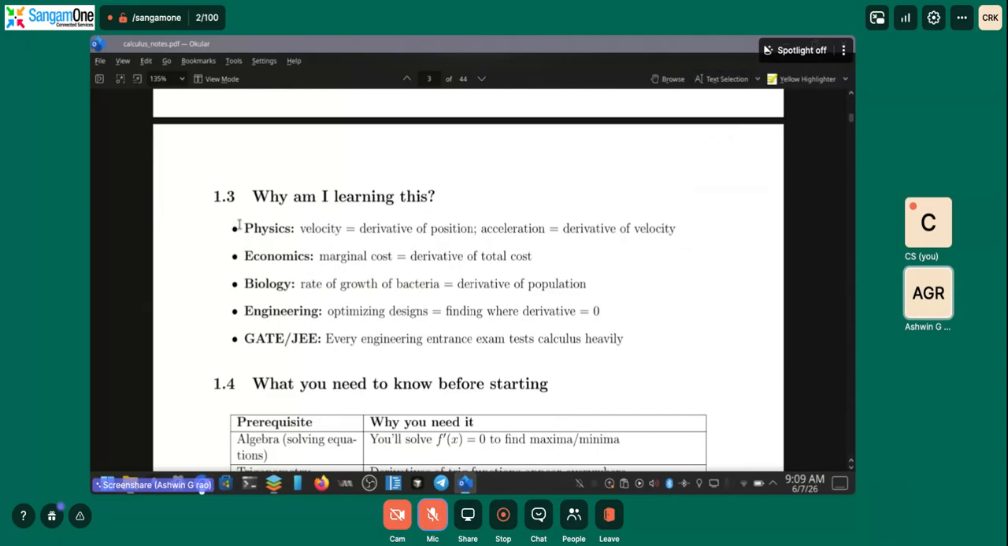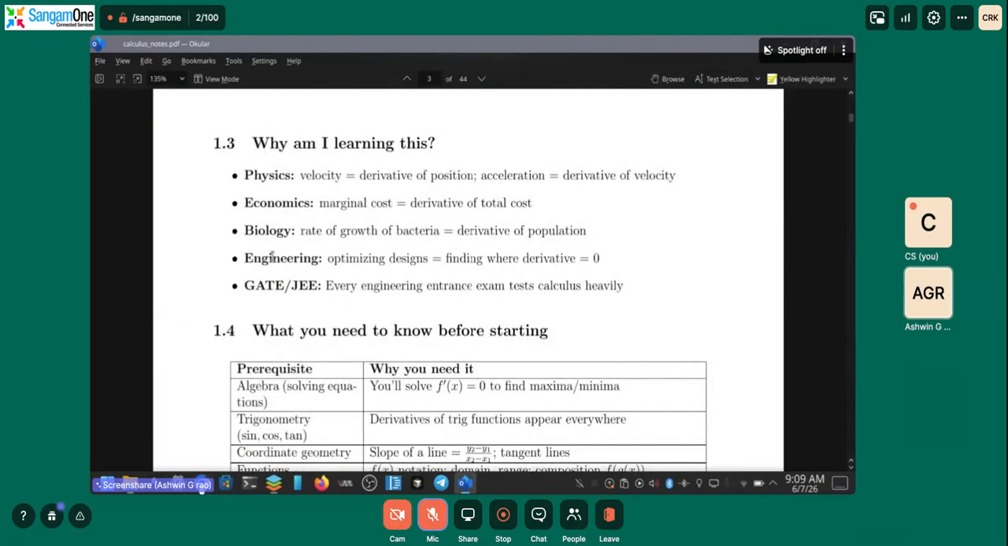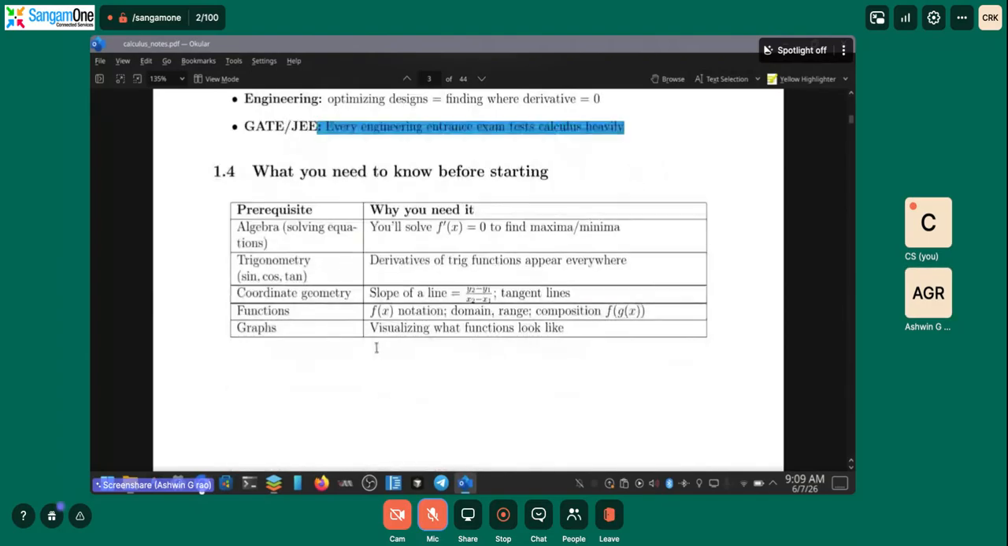It is involved in physics also. It's involved in economics also. It's involved in biology, where the rate of growth of bacteria is the derivative of the population. You can find the rate of change of that growth, and it is also used in optimizing design, finding where the derivative is zero. And every engineering entrance exam tests calculus.